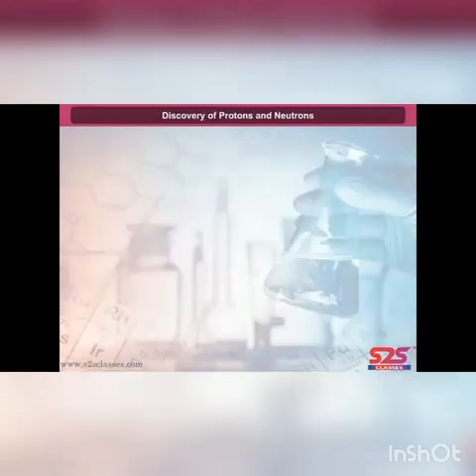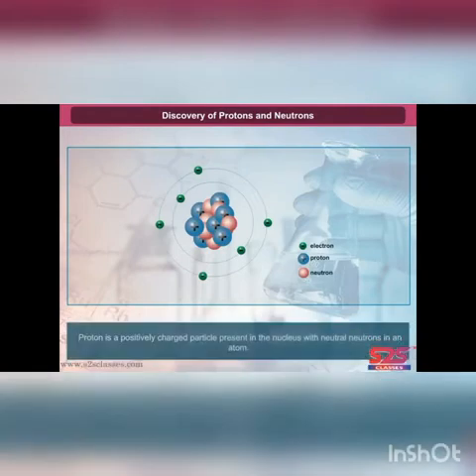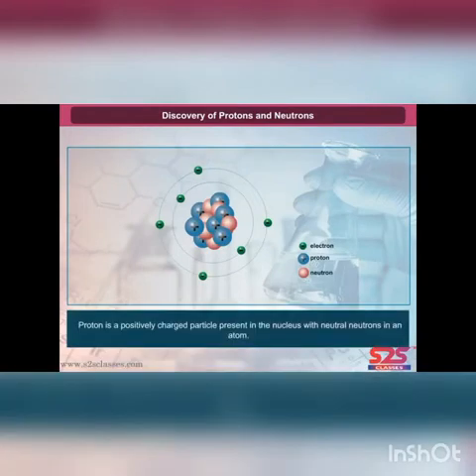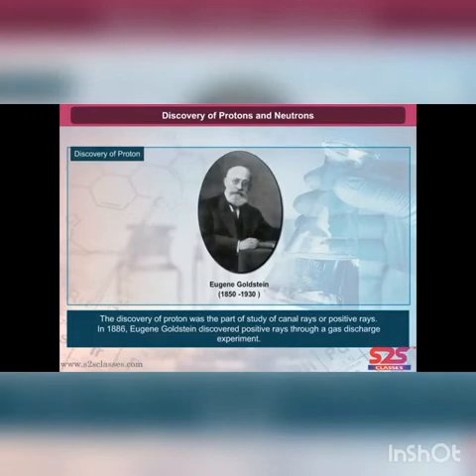Discovery of protons and neutrons. Now let us discuss the discovery of the other two subatomic particles, proton and neutron. Proton is a positively charged particle present in the nucleus with neutral neutrons in an atom. The discovery of proton was part of the study of canal rays or positive rays. In 1886, Eugene Goldstein discovered positive rays through a gas discharge experiment.